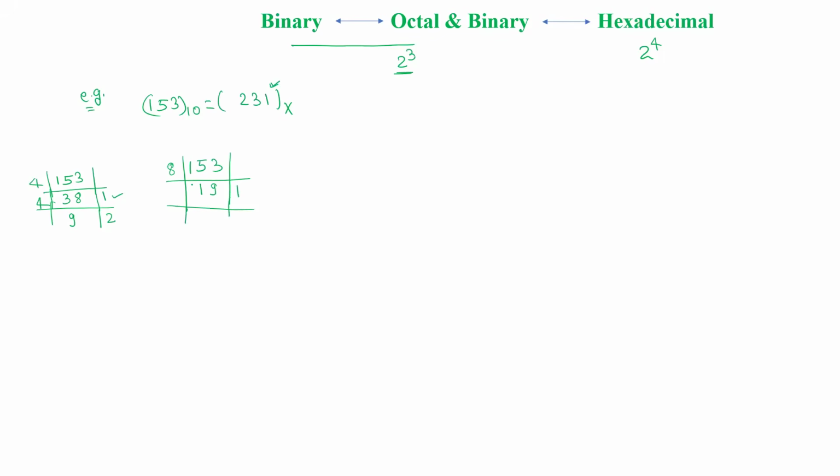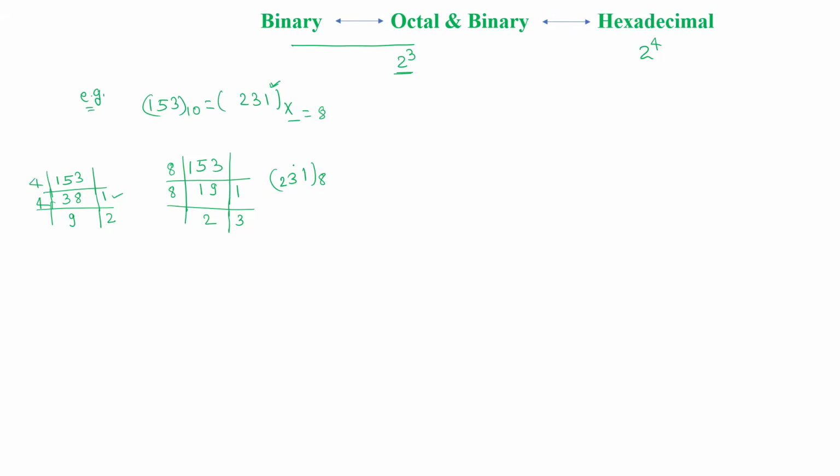Again, we'll divide by 8. 8 times 2 is 16, remainder is 3. So what you're seeing here, we have 1, 3, 2, and here also 1, 3, 2. So this is equivalent to 231 in radix 8. That means the x value for us is 8. This is one of the methods, by hit and trial. Later we'll see how to solve it with a quadratic equation.